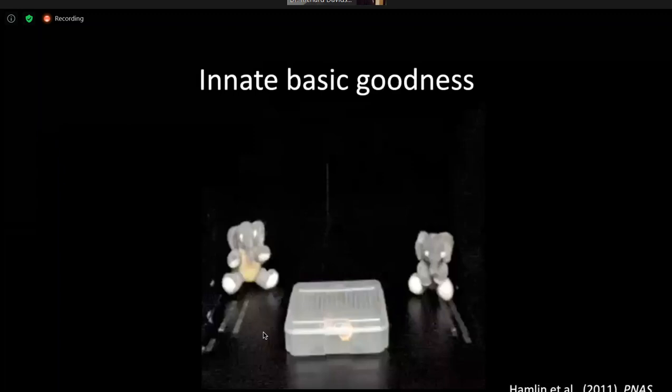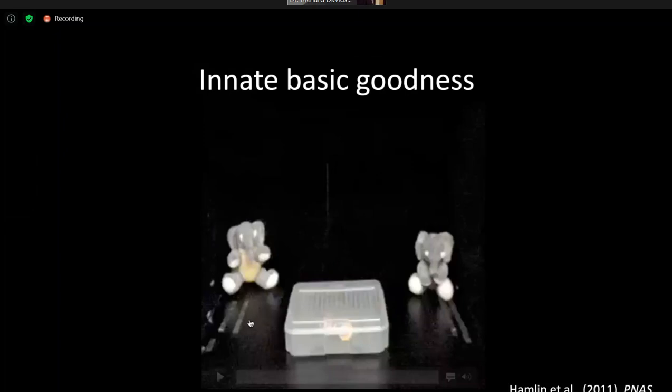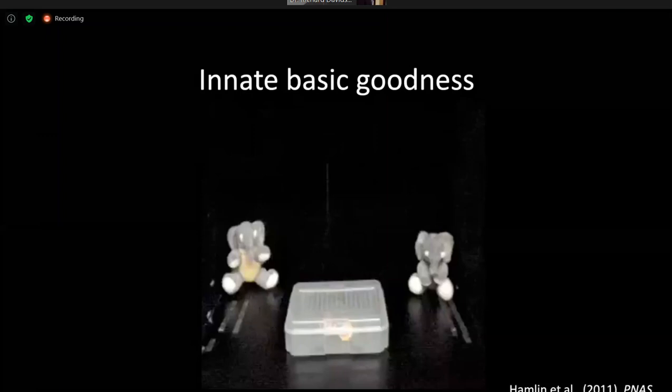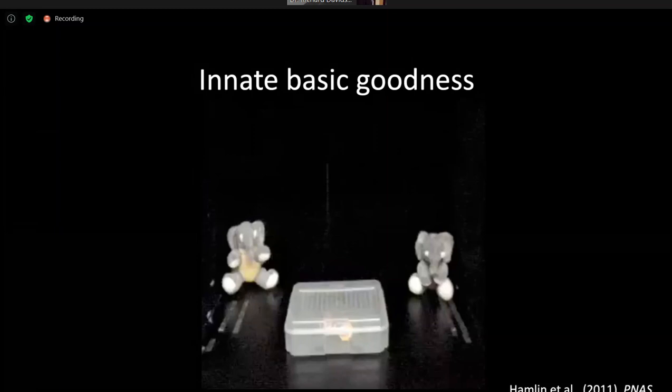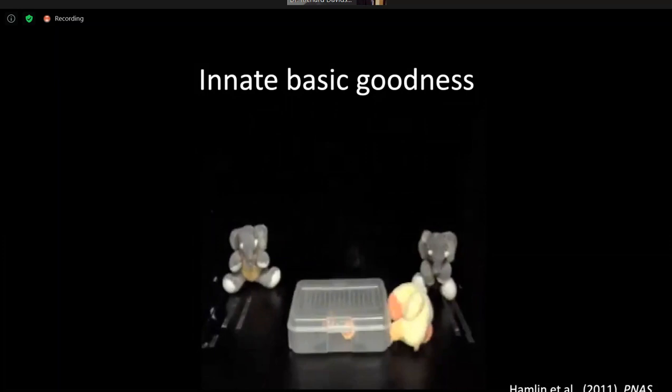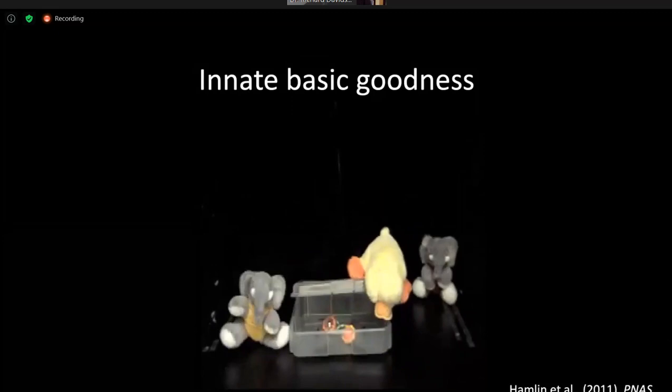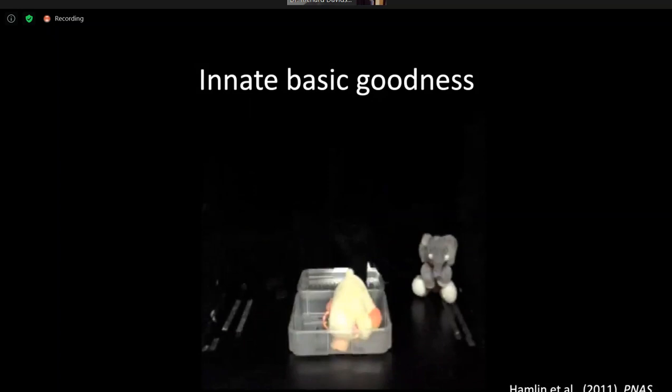So I want to illustrate how we study innate basic goodness. And this is a short video, really short. And this is a video of puppets interacting. And this was shown to 6-month-old babies. So I want to show you two videos. So here's the first one. And now the second one.